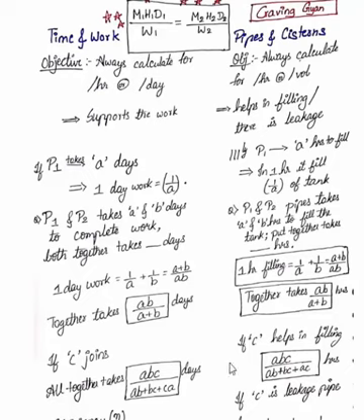In the case of pipes and cisterns, if C helps fill the tank, then this is the formula. If there is a leakage, you denote it by a minus sign. If it is filling, I will consider it as positive. So together they will take this much.